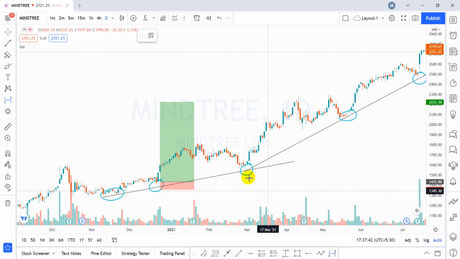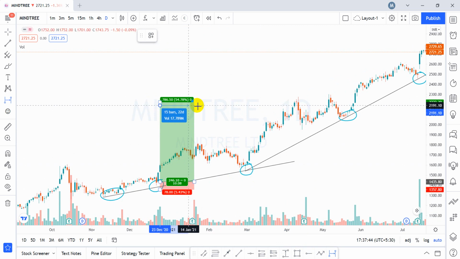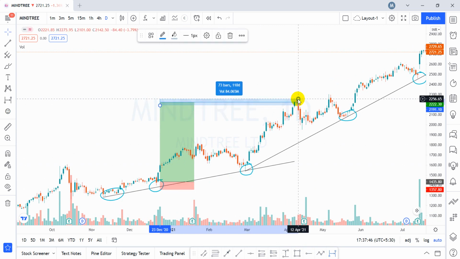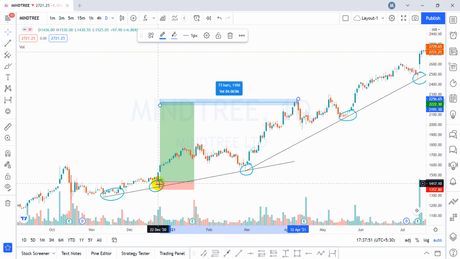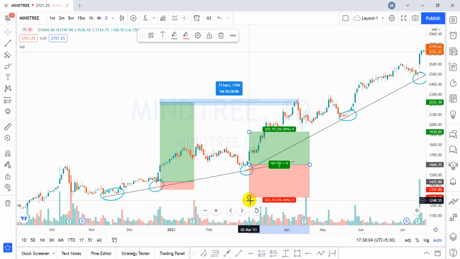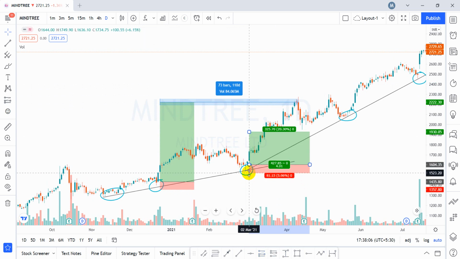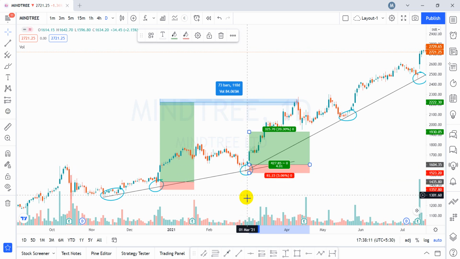And what was the duration in which it has given this risk to reward ratio? If you see, in 73 trading days, the stock has moved from 1415, 1420 odd levels to 2200 levels. This was one of the great trades. Then you could have taken this particular trade as well. Keep your stop losses as small as possible, just below the trend line on a daily closing basis.